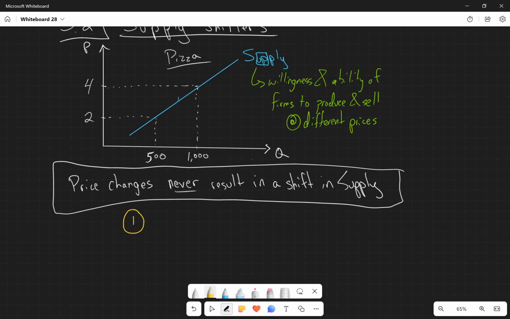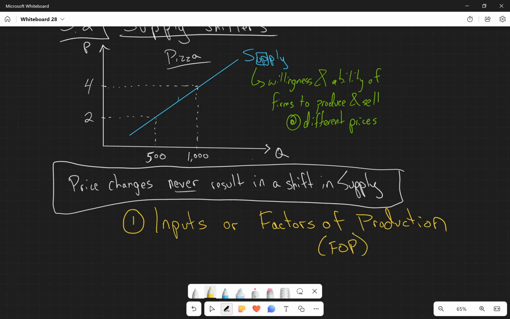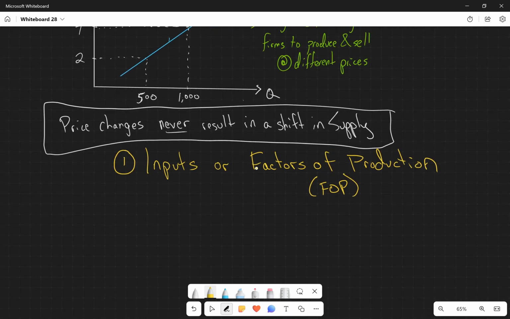The first one, which makes the most sense, is going to be what we call our inputs, or more jargony, factors of production, or FOP. So you'll sometimes hear them referred to as inputs, sometimes referred to as factors of production, and really this is going to be all of the labor, capital, machinery that's used to produce goods and services.